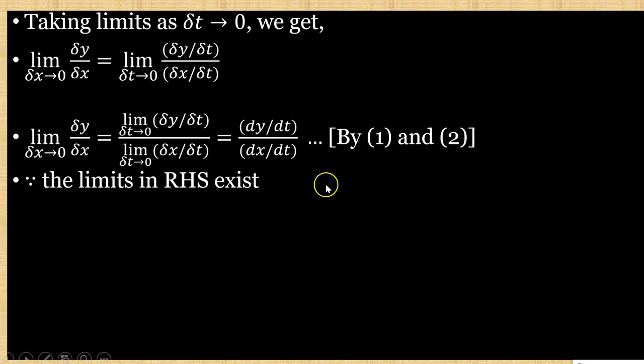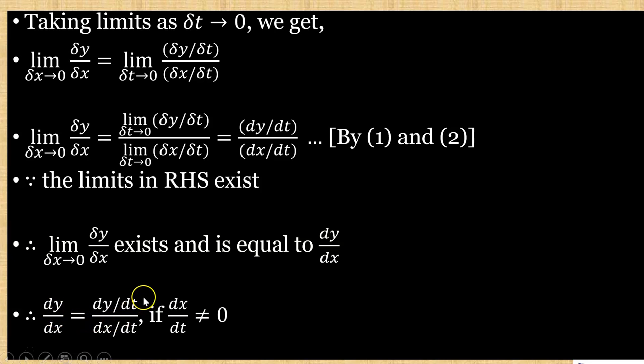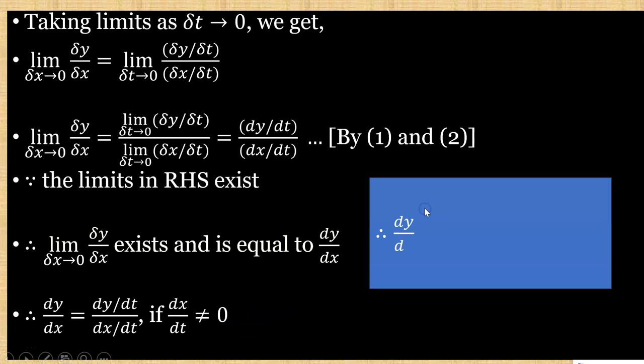The limit in the RHS exists, and therefore the limit in the LHS also exists. That is, the limit delta x tends to 0 of delta y upon delta x exists and is equal to dy by dx. And therefore dy by dx is equal to dy by dt upon dx by dt if dx by dt is not equal to 0. And hence the proof: dy by dx is equal to dy by dt upon dx by dt if dx by dt is not equal to 0.